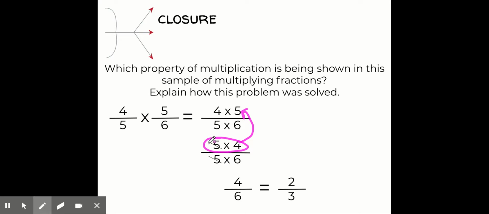This helps us to cancel out the 5 and the 5, which technically make it a 1 and kind of disappear because the identity property tells us that anything times 1 stays the same. So my answer is just 4/6, but simplified it would be 2/3. So we actually have two properties in this problem.